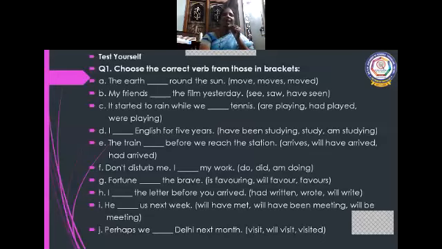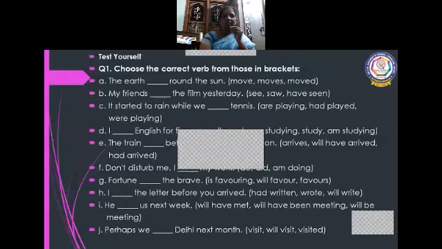It started to rain while we dash tennis. It started to rain while we were playing. Okay, started, so while we were playing. I dash English for 5 years. I have been studying English for 5 years.